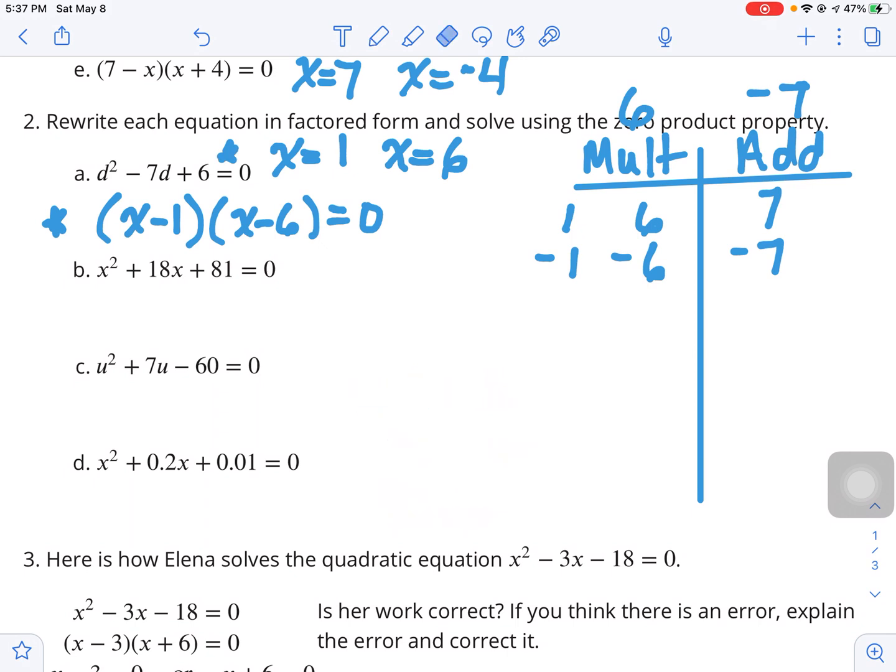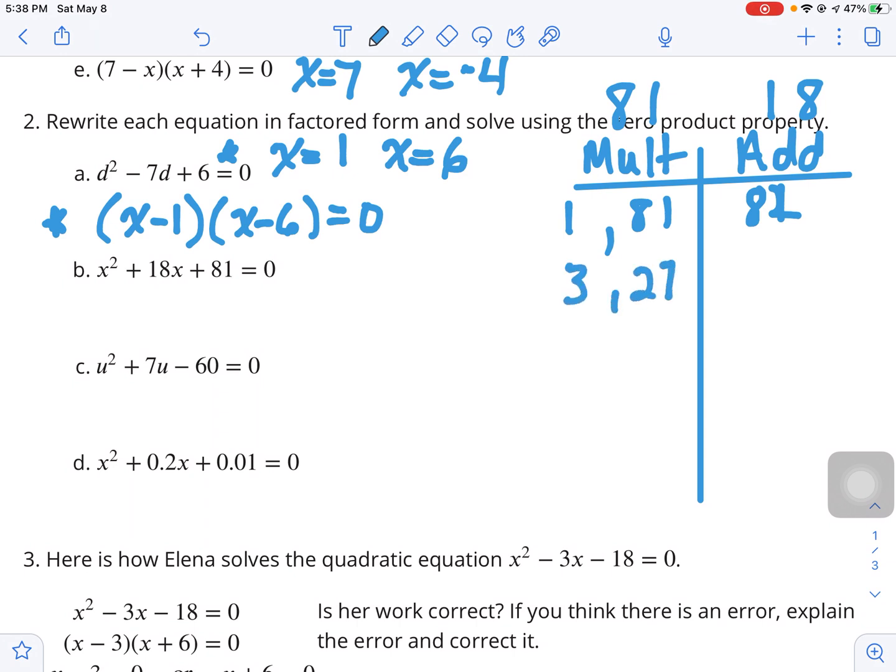2b, I'm going to do the same process, but I'm going to look for numbers that when I multiply, I get 81, and when I add, I get 18. And it looks like they're both positive, so I don't need to worry about negative factors this time. So 1 and 81 gives me 82 when I add them. 2 doesn't go in there. 3 goes in there 27 times. And when I add 3 and 27, I get 30. That's too much.